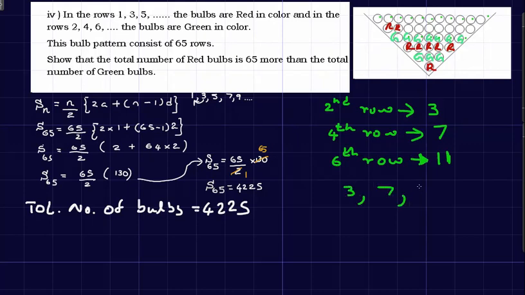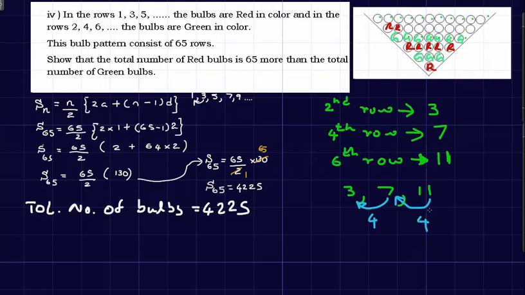What is it forming? What type of a pattern is it forming? Isn't it an arithmetic progression? See, 7 minus 3. What is 7 minus 3? That's 4. And 11 minus 7 is 4. So what does that mean?